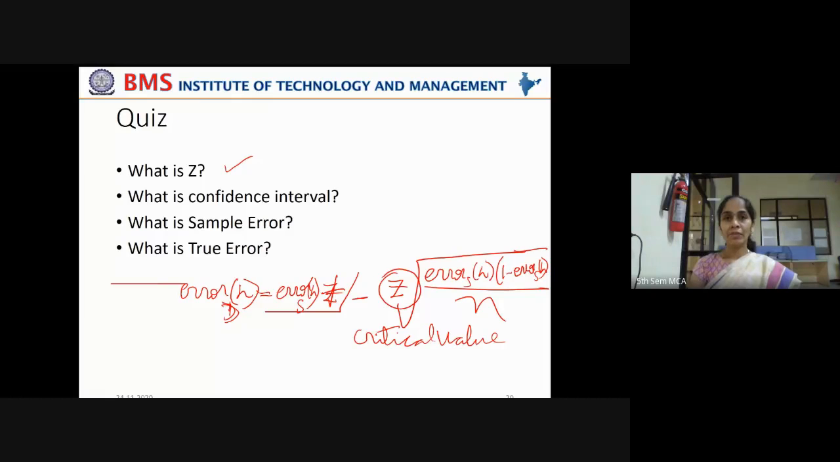For 95% it is 1.96. For 68% it is 1.0. Like that, the critical value varies with the confidence interval we are considering. Now, what is the confidence interval? Can anybody give an example for this confidence interval?